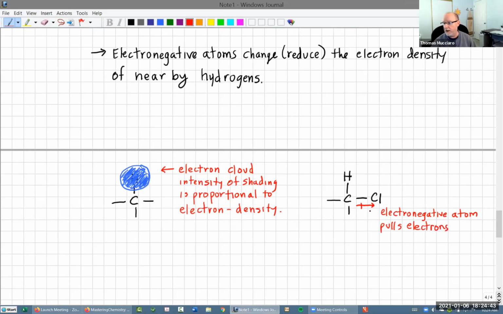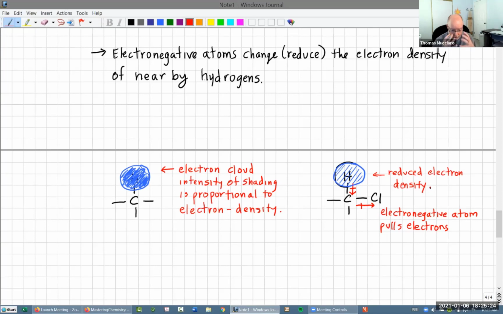So it takes electrons away from the carbon. Then the carbon takes electrons away from the hydrogen, right? And so what we get is, oh shoot, I meant to do that in blue, sorry. The cloud is less intense, right? Does that make sense?